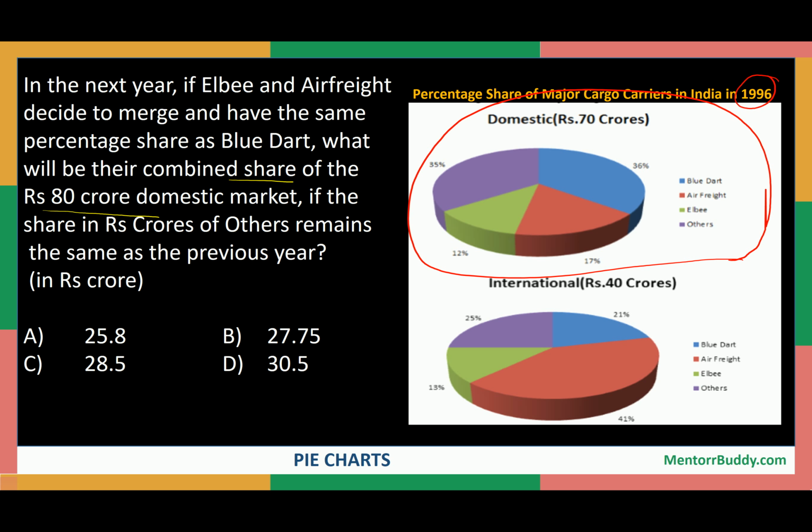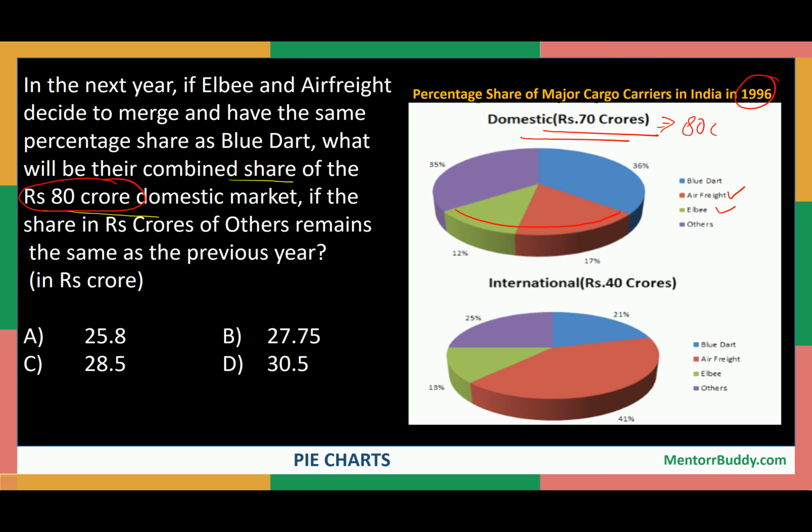So we'll just concern ourselves with this chart and see how the things are given. In 1996 the total revenue is 70 crore, right? In the question they are saying the next year the total revenue will be rupees 80 crore of domestic. And they are saying that Air Freight and LB are merging. These two companies will merge, so their revenue will also merge, which will be the same percentage share as Blue Dart. It means that the combined revenue of Air Freight and LB will be equivalent to the revenue of Blue Dart, and we are talking about the next year, not this year.